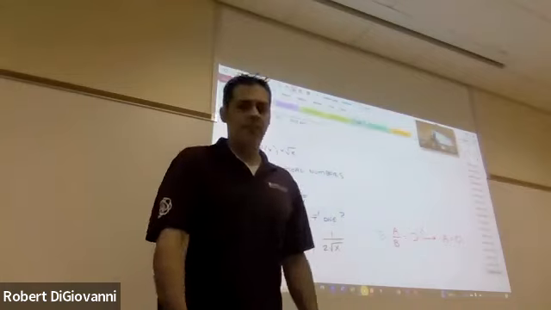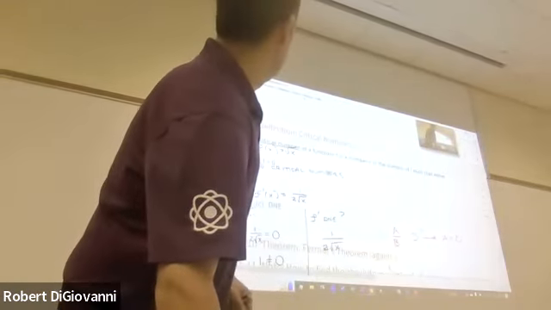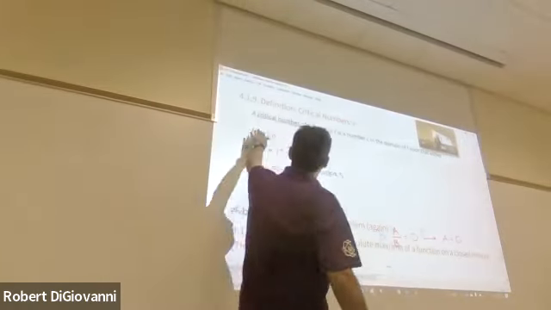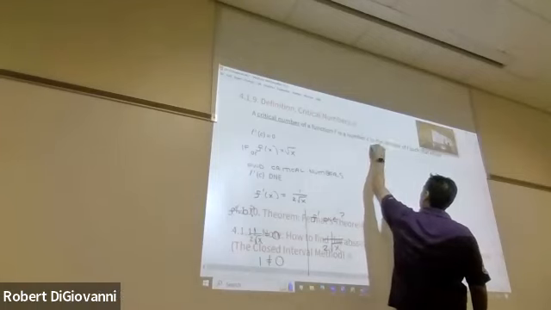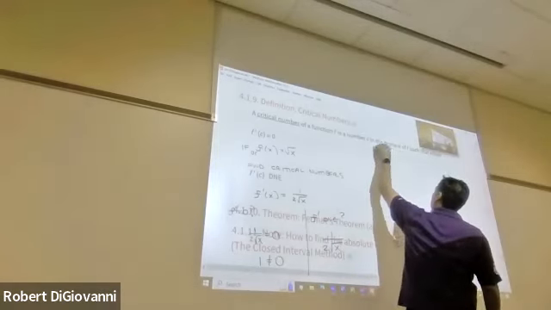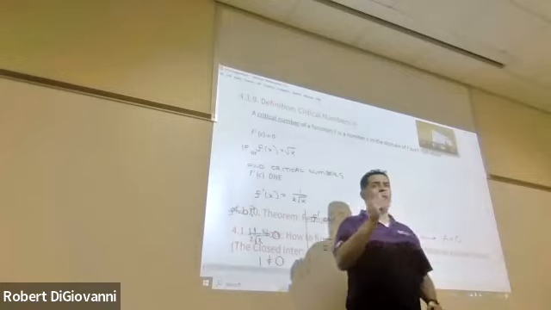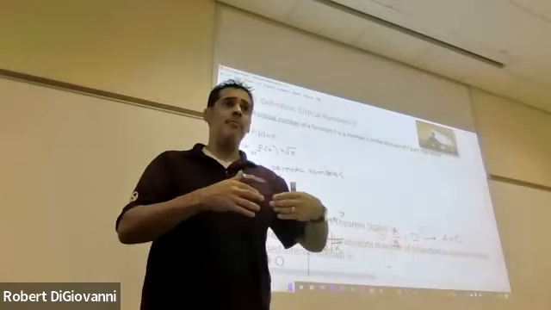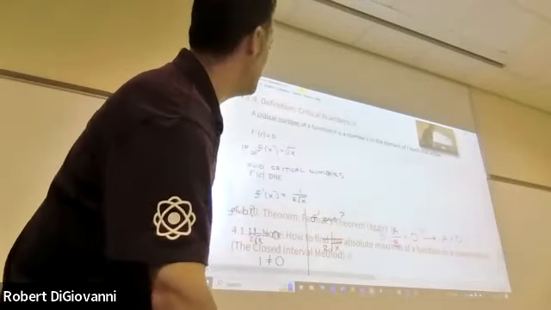However, go to the definition of a critical number. A critical number of a function f is a number c in the domain of the original function. Whatever might be causing a problem had to be a number that was in the domain of the original function.